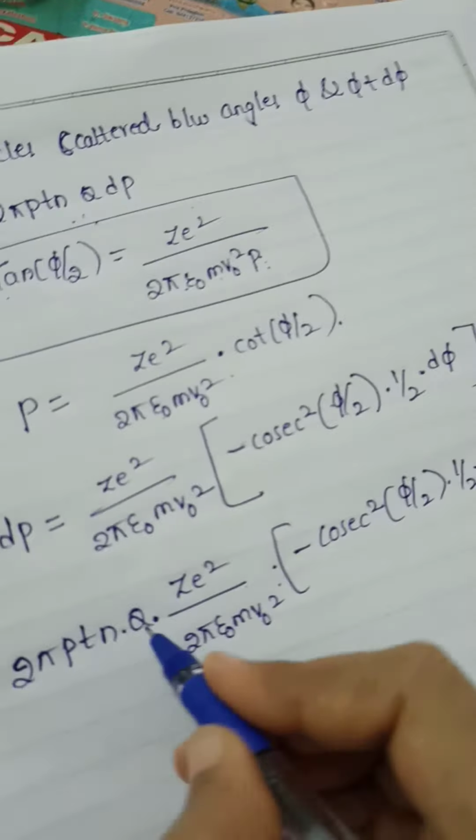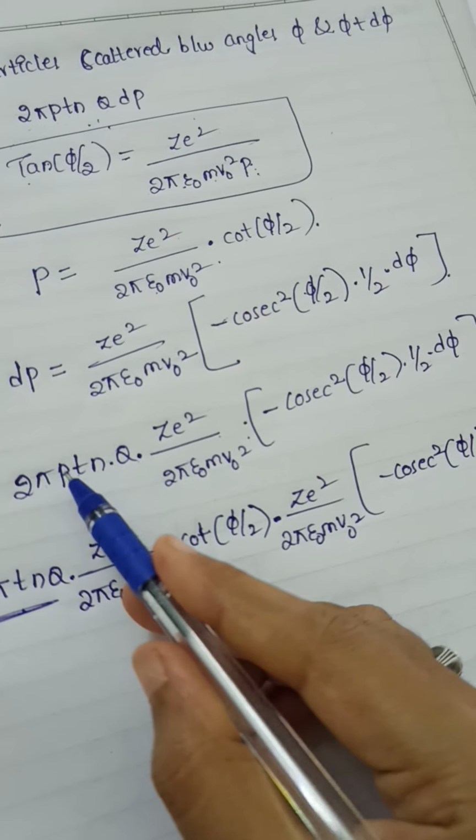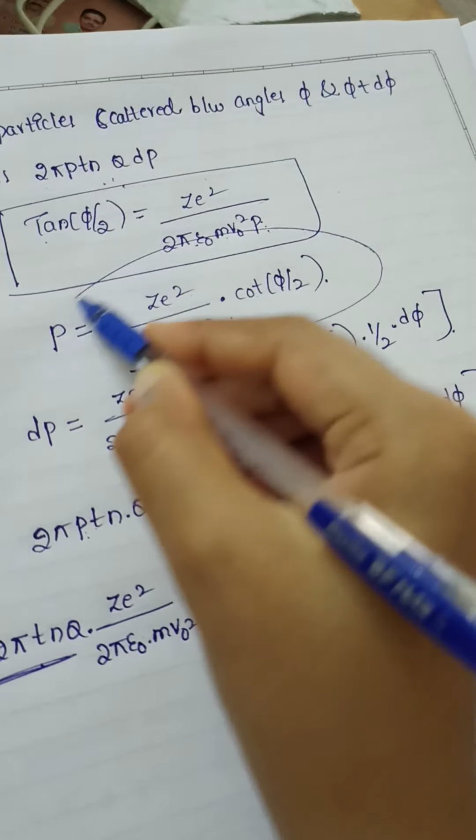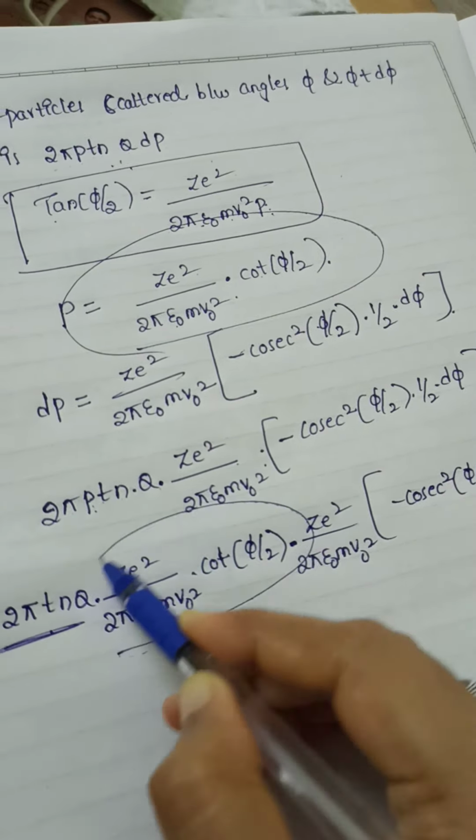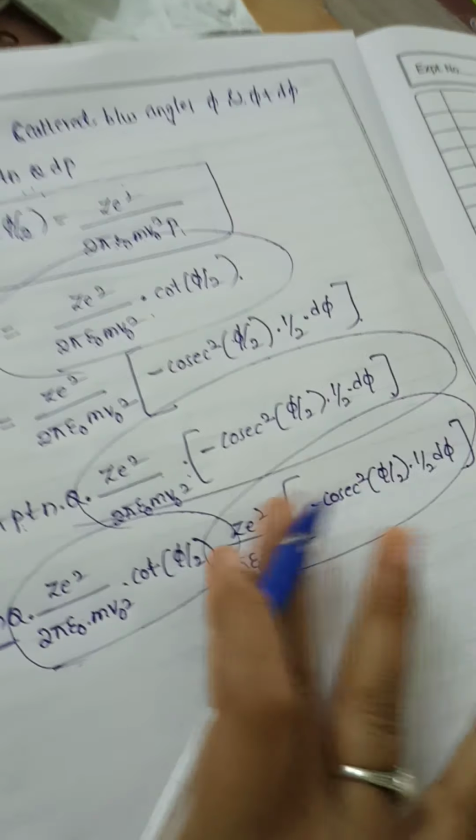See here, after substituting the value of p, the equation is like this. All the constants I am writing on one side, that is 2 pi t n q. These are all the constant terms; keep them aside. And next, substitute the value of p. This is the complete value of p, my p value, and after that I am writing the same value here. So now keep it aside.